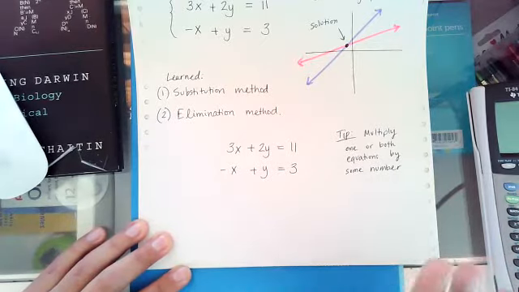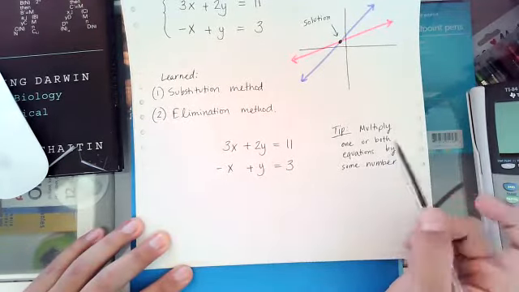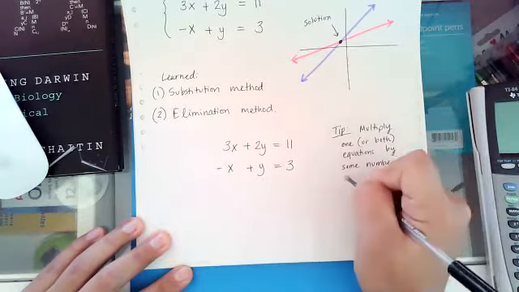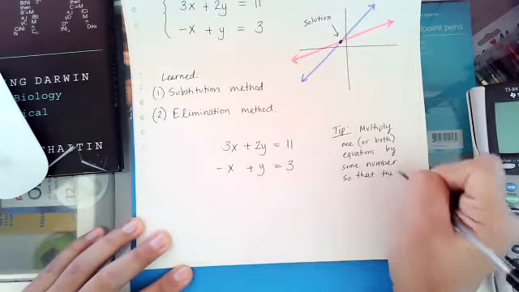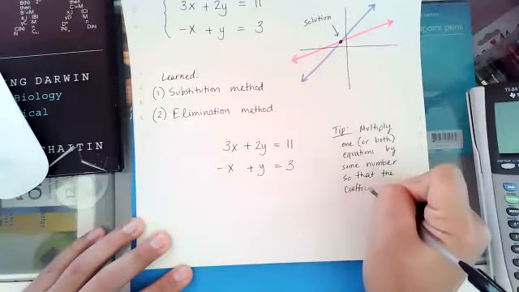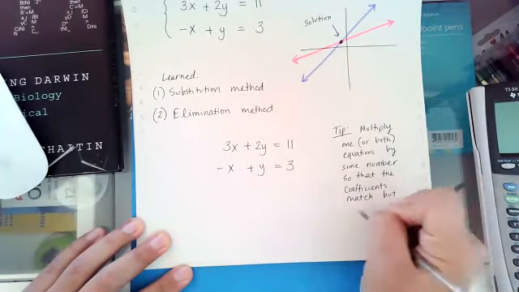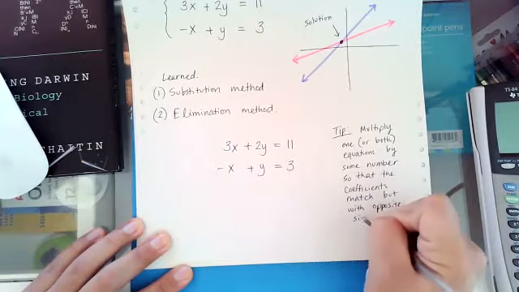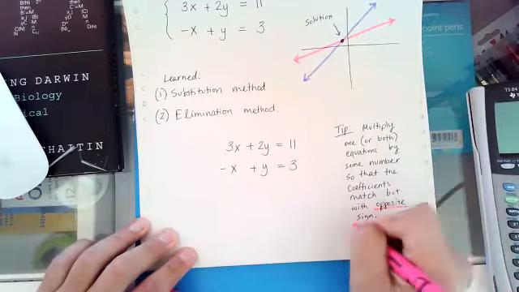But you could choose really literally any number except for 0, and you would be fine as long as you carried out that multiplication correctly. But we're going to choose some number to multiply one or both of the equations by so that the coefficients match, but with opposite sign. And the opposite sign is the super important part, because this thing is called the elimination method.